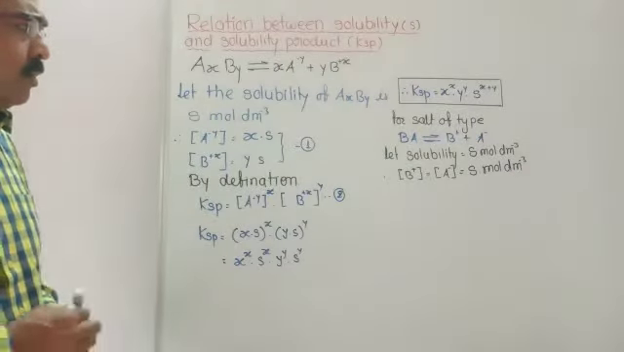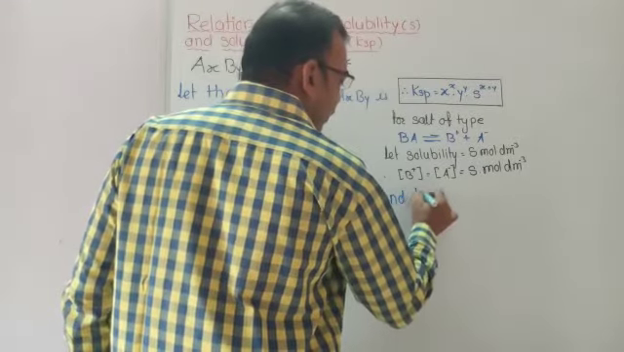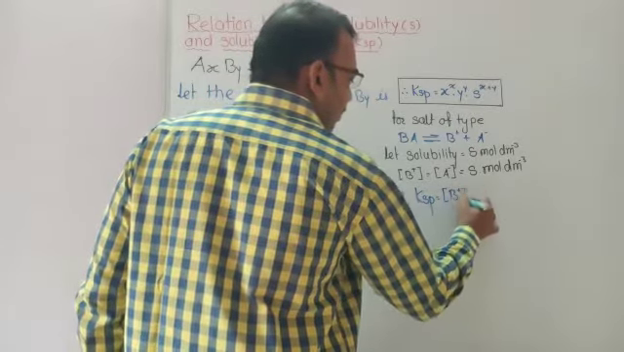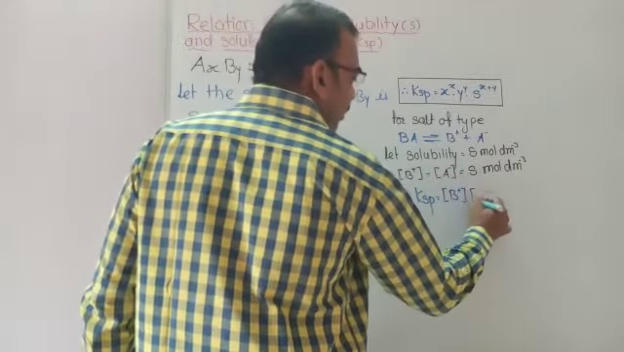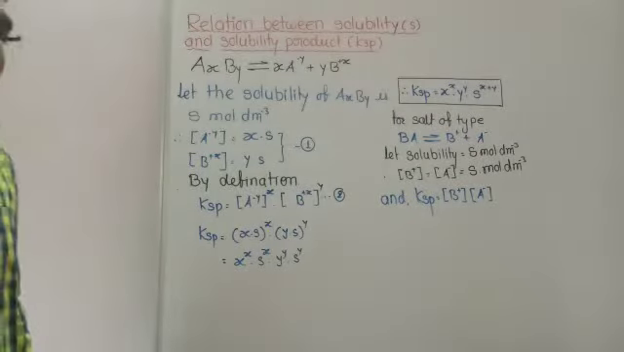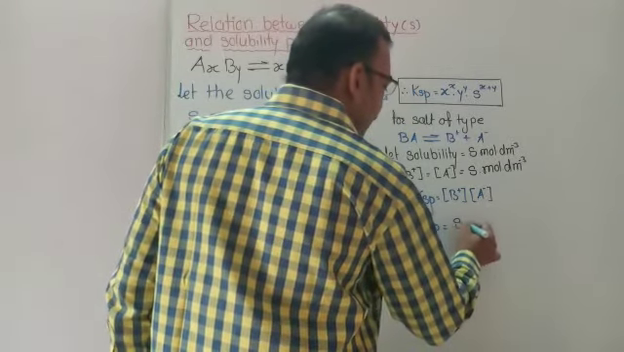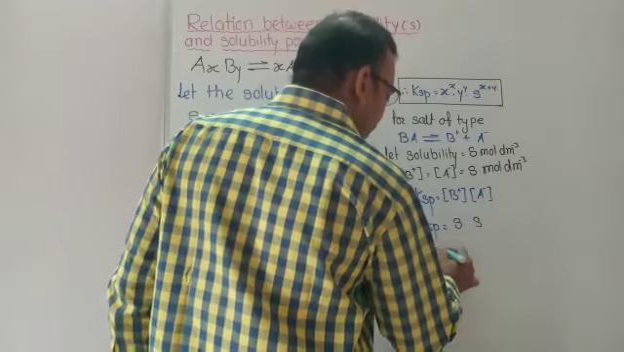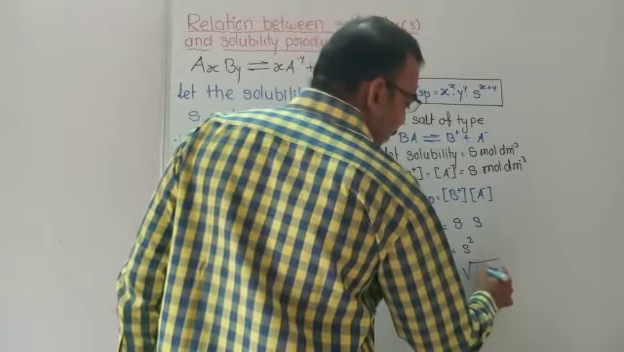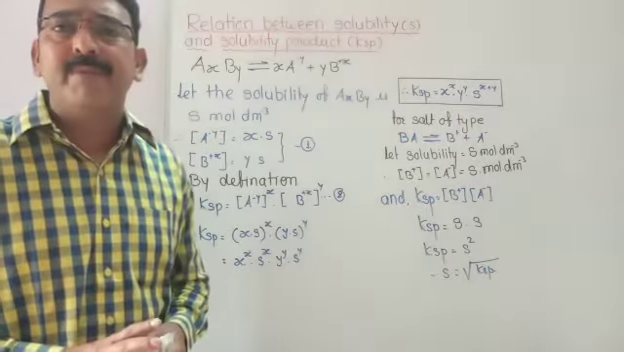Very simple. By definition, Ksp is equal to the concentration of B positive ion, the stoichiometric coefficient of B positive is 1, so to the power 1, into the concentration of A negative ion, the stoichiometric coefficient of A is 1, so to the power 1. Therefore Ksp is equal to S into S, Ksp is equal to S square. Therefore solubility is equal to root of solubility product. This is for the salt of the type AB.